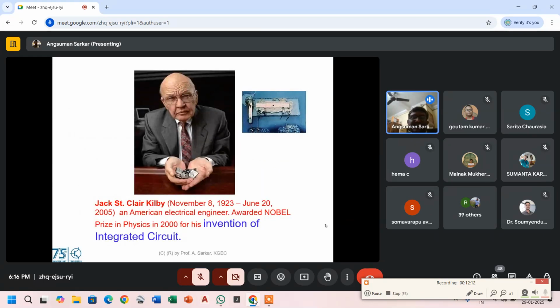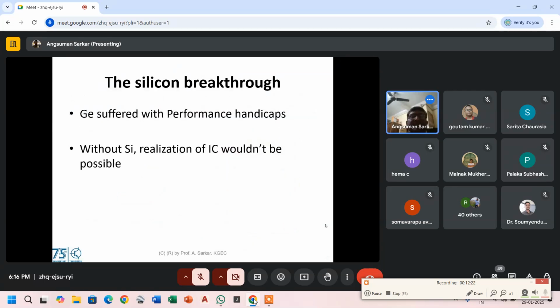This is Jack Kilby, who invented the integrated circuit, and who was awarded the Nobel Prize in Physics in 2000. Now, after discussing the initial part, that is the brief history of the transistor, we'll discuss the scaling concept and other things.